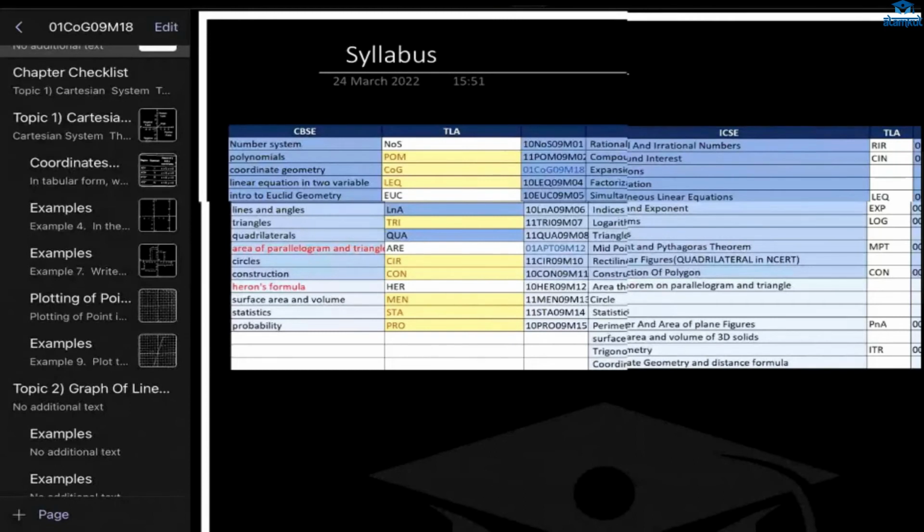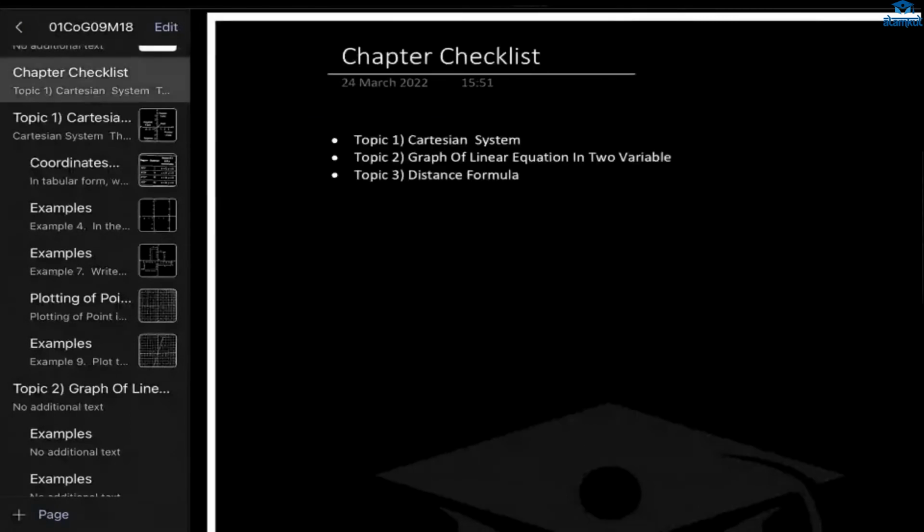Okay, so the third chapter is coordinate geometry. What are the checklists in coordinate geometry? First we'll learn about what a Cartesian system is, second is the graph of a linear equation in two variables, and third is the distance formula. Now we'll start with the Cartesian system.